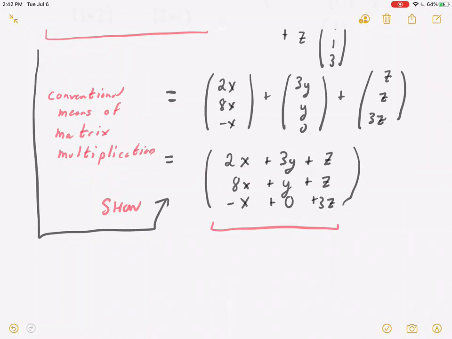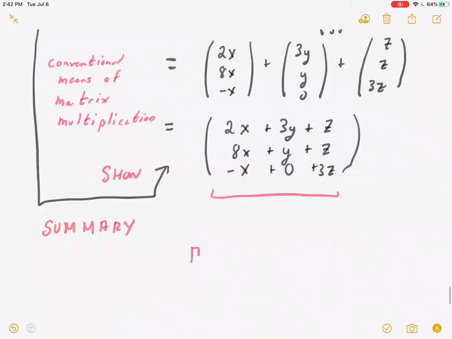So let's summarize. I claim that I can write down any system of linear equations that I want to solve simultaneously in this nice, simple, concise form. One of the beautiful things about linear algebra is that it allows you to take complicated expressions and write them in terms of very succinct, simple matrix equations. And this is one example of that.